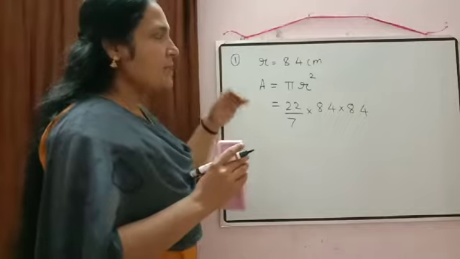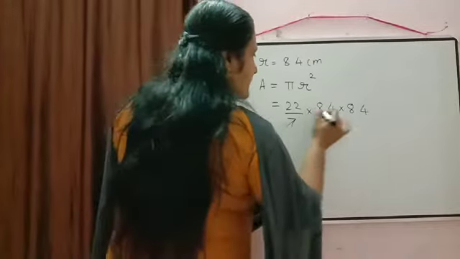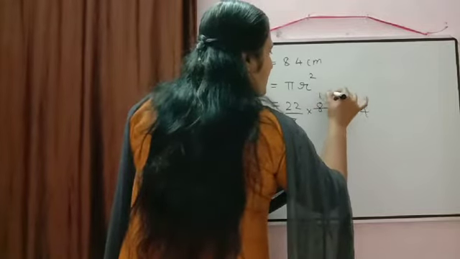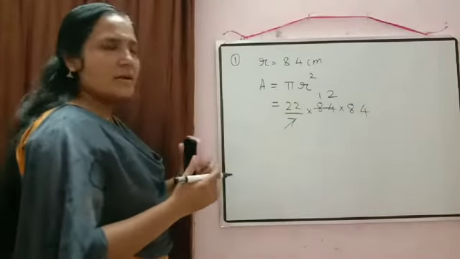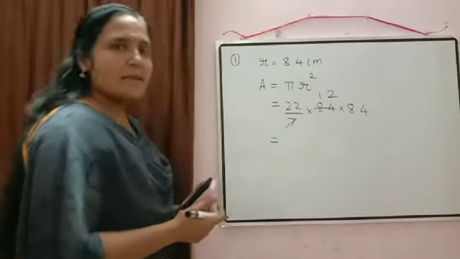8.4 square meaning multiply 8.4 two times. Now again this will get cancelled here. Then it will be equal to 1.2. That already we did there. Now what we can do? We have to do the multiplication here.